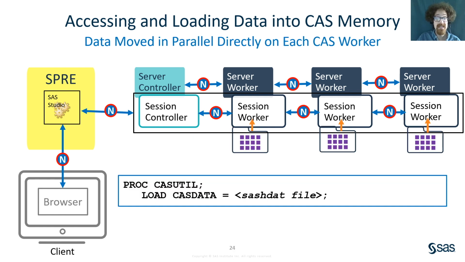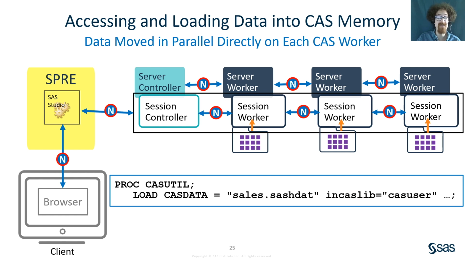In some cases, data can be loaded in parallel directly to each CAS worker. This can improve the performance of the load for large volumes of data. Keep in mind that no matter how we load data into in-memory CAS tables, whatever the origin of that data, it's all directed from the program code we submit from our SAS Studio session running on the SPRE machine.